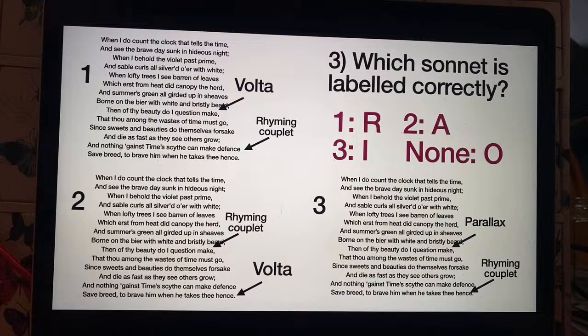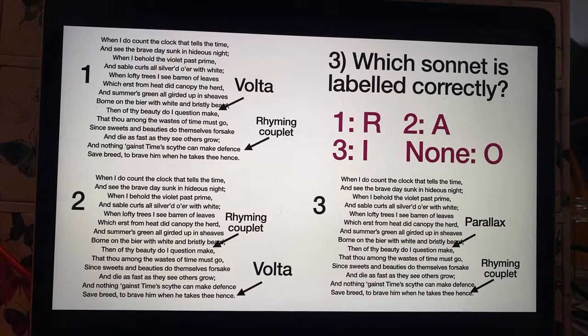Number 3, you've got 3 of the same sonnet here. You don't need to read the sonnet, but which of these sonnets is labelled correctly? Number 1, the sonnet is labelled with volta in the middle and then rhyming couplet at the end. Number 2, the sonnet is labelled with rhyming couplet in the middle and volta at the end. Number 3, we've got parallax labelled in the middle and rhyming couplet labelled at the end. Which of those sonnets is labelled correctly?